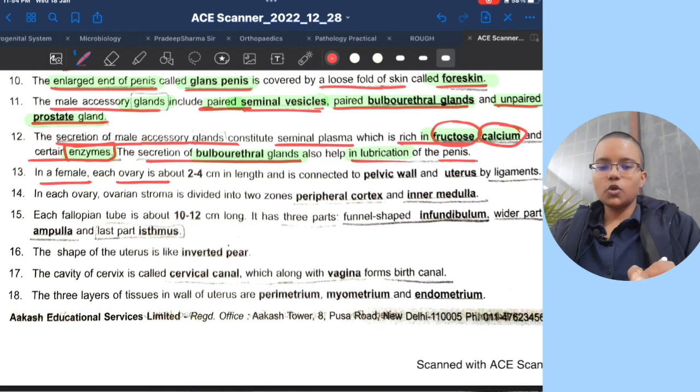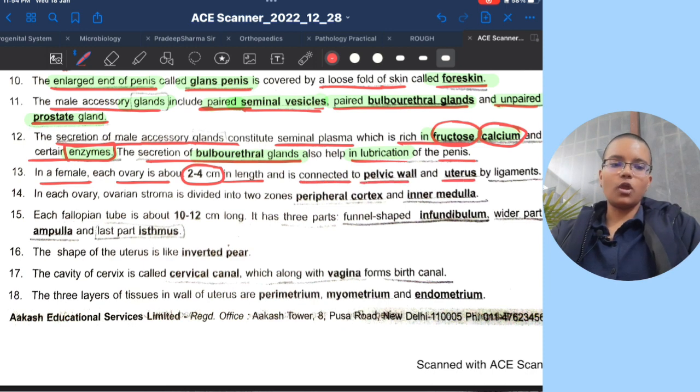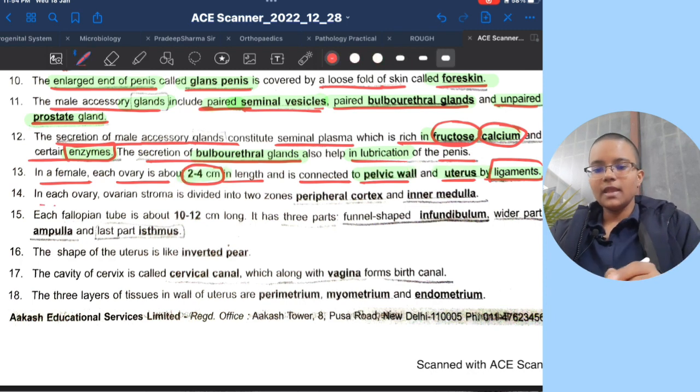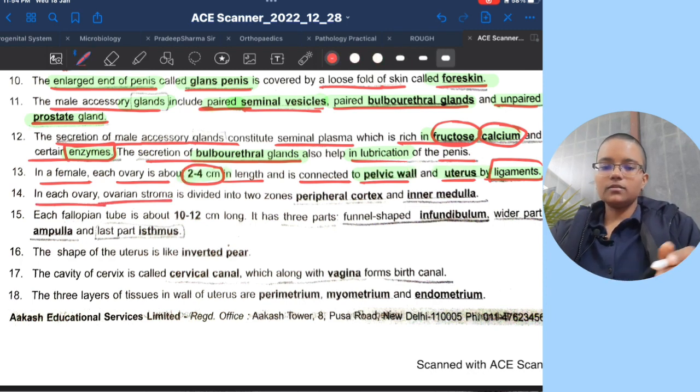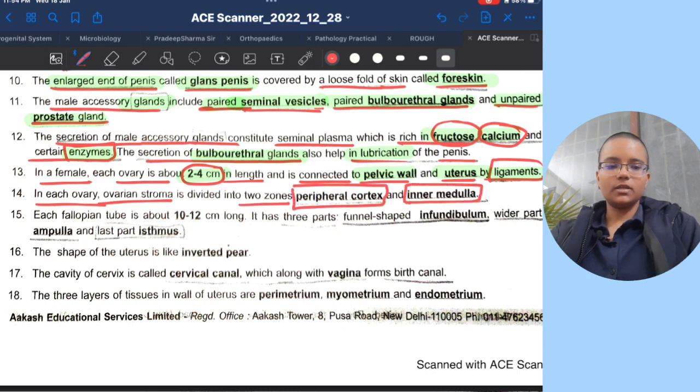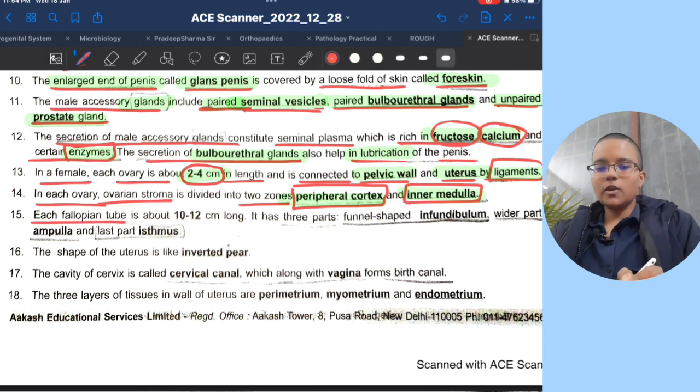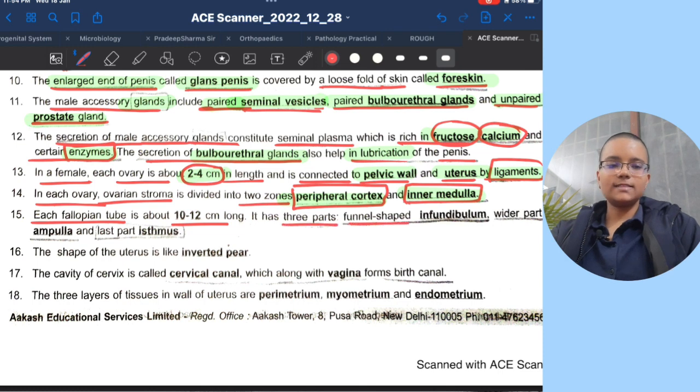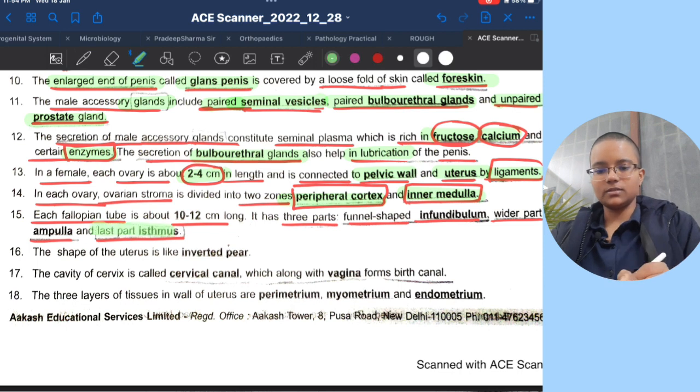In a female, each ovary is about 2 to 4 cm in length and connected to the pelvic wall and uterus by ligaments. In each ovary, the stroma is divided into two zones, peripheral cortex and inner medulla. Each fallopian tube is about 10 to 12 cm long. It has three parts: funnel-shaped infundibulum, wider part ampulla, and last part isthmus.